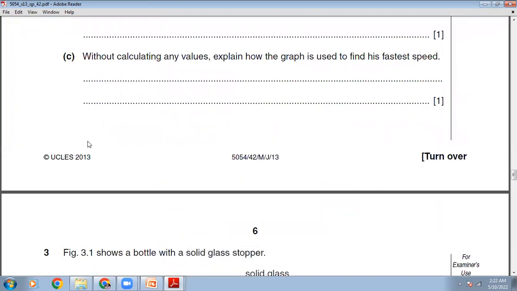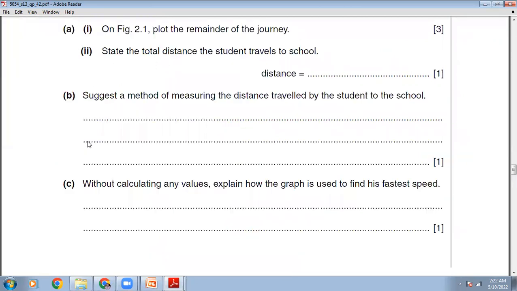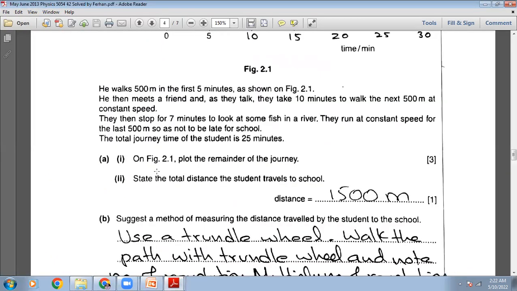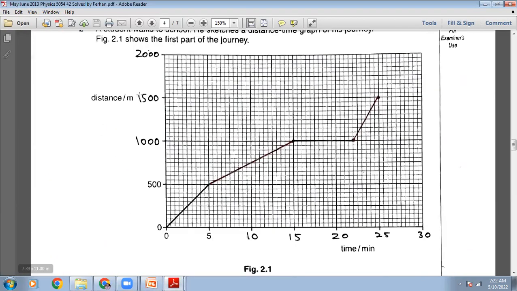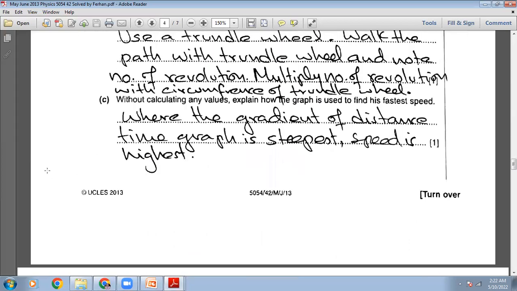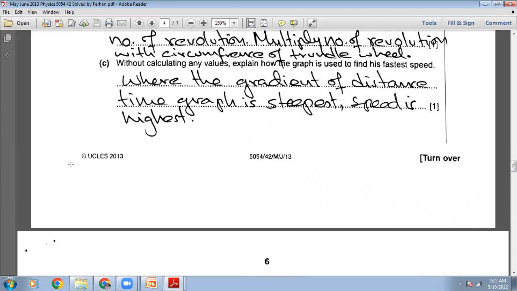Without calculating any values, explain how the graph is used to find his fastest speed. Let me show you the graph which I have drawn. This is a distance time graph, and the gradient of the distance time graph is equal to speed. So wherever the gradient is steepest in the distance time graph, there the speed is fastest. So our answer is: where the gradient of the distance time graph is steepest, speed is highest.